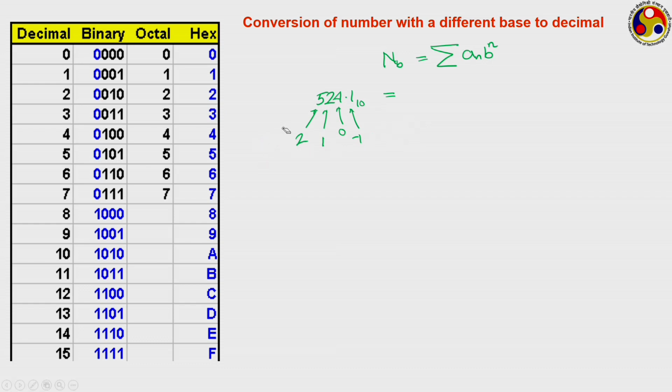So to get the value, we have 5 into the base, that is 10 to the power 2, plus 2 into 10 to the power 1, plus 4 into 10 to the power 0, plus 1 into 10 to the power -1. We definitely will get back the same value. It may seem very obvious to you, but why we are doing this will come very shortly. Let us take another example.